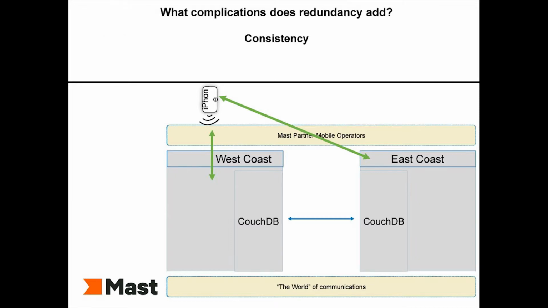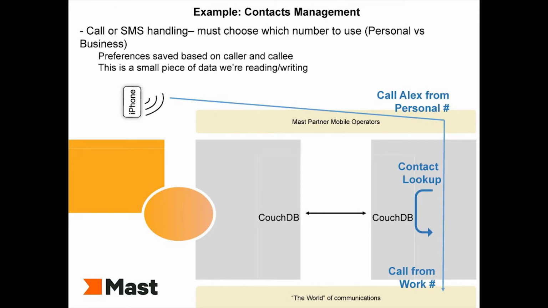So what complications does redundancy add? Consistency. And I'll get back to that in a moment after I go back to talking about our needs. So just to zoom in on one small problem, that's contacts management, which is one of the main things the video focused on. So if I make a phone call, it goes out from one number, and we handle the call, and on the fly, we need to look up which number the call should go out from.